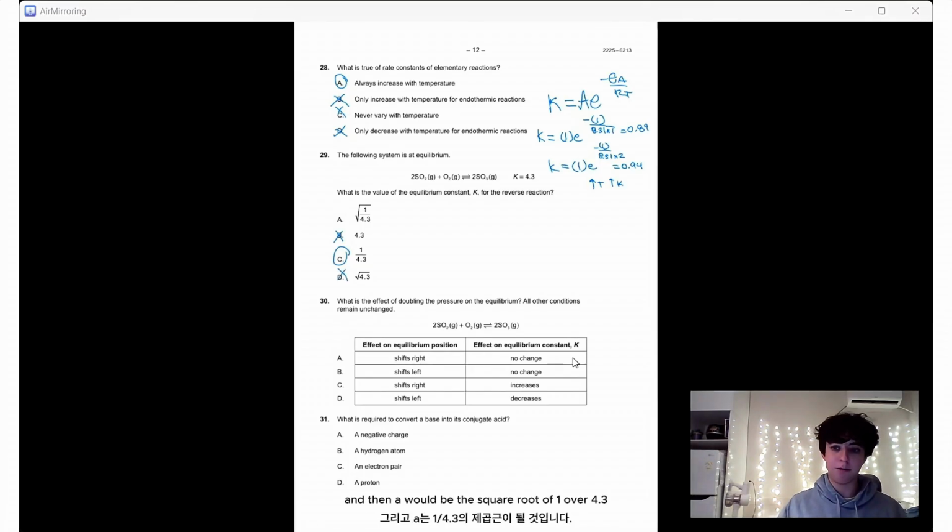And then A would be the square root of 1 over 4.3. So that'd be like if you reversed it and then divided everything by 2. So that's also not right.